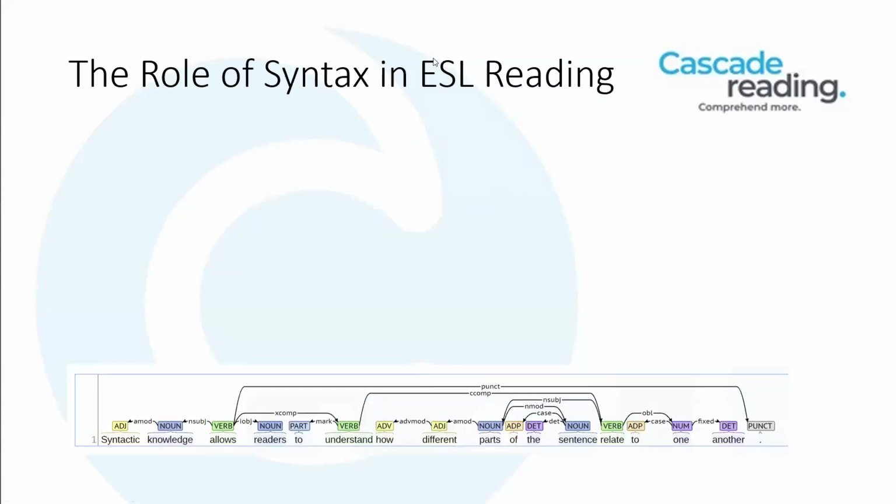So when we think about syntax in reading, or grammar when reading, we're actually doing a lot of it all the time. For example, with a sentence like the one below, syntactic knowledge allows readers to understand how different parts of the sentence relate to one another. This sentence can be easily understood by most of us. However, a lot of us don't quite appreciate how much work is being done in our minds as we understand the sentence. And this graph, for example, can show the complexity that's at work as we're trying to read sentences in even our native language.